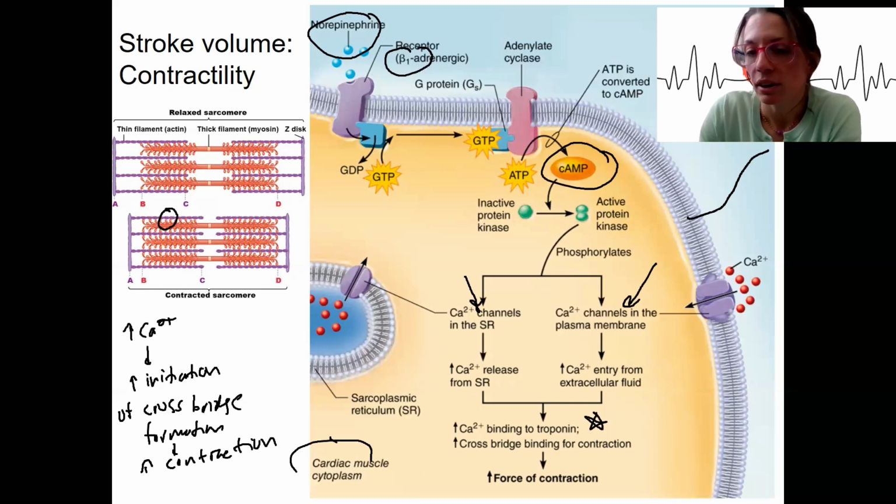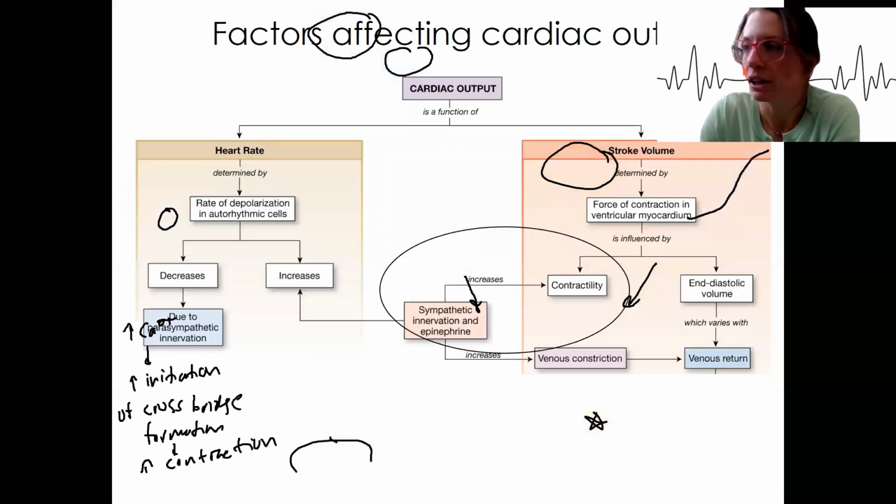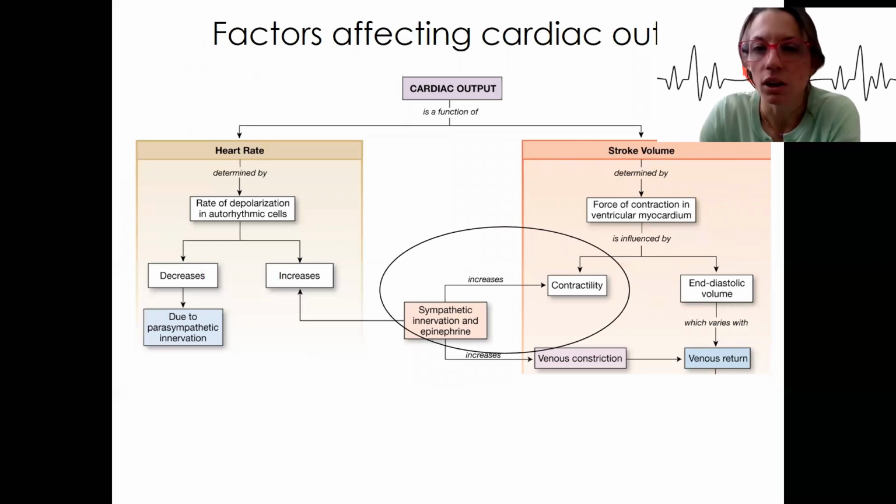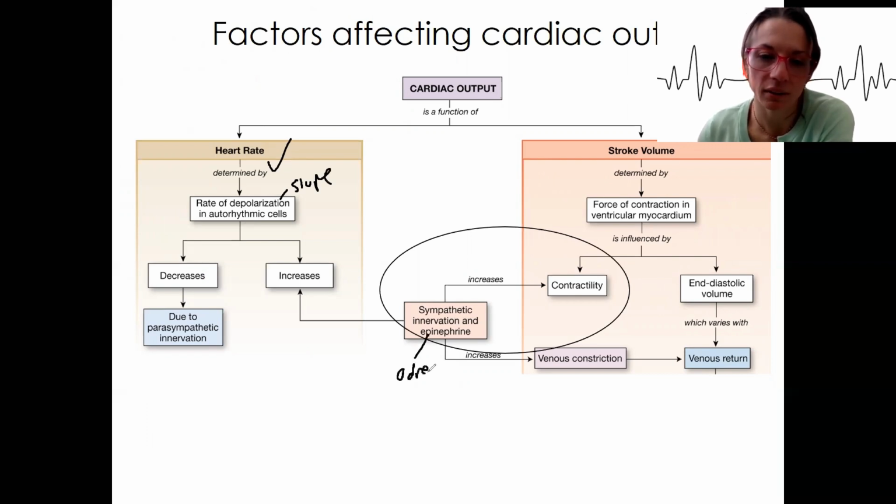Where we are here is right here. So with this whole diagram of things that affect cardiac output, we've done this, right? Increase or decrease due to changing the rate of depolarization, that slope. Right now, we just talked about how sympathetic innervation and epinephrine from the adrenal medulla, this is from our nervous system, increases contractility, all about calcium. That's what we've just done.